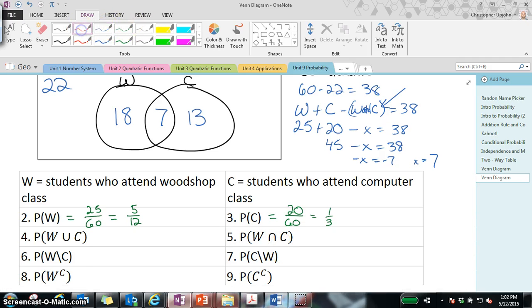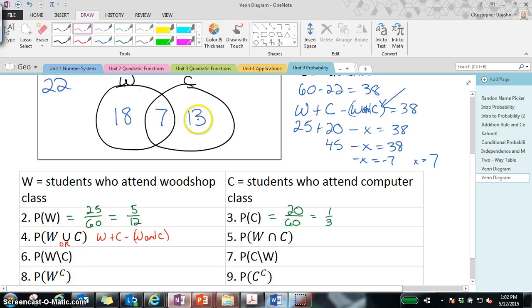Now, we're looking at this U. The U is a union, and it means or. So it's W plus C minus W and C, or we can just add up the regions. So we have 18 plus 7 plus 13 is 38. Well, we can see what we did up here: 25 plus 20 is 45, minus the 7 gives us the 38 that we want here. So that was already told to us, really.